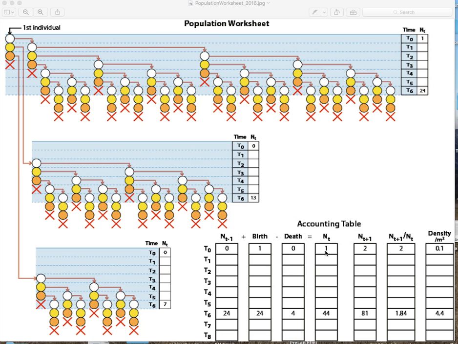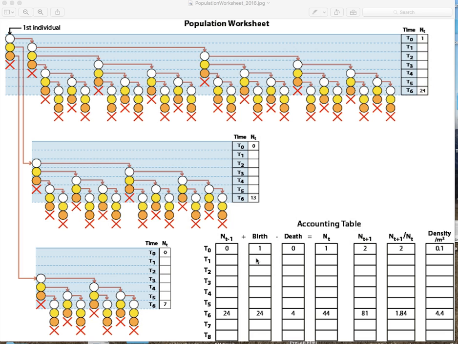Going to T1 here, the N sub T minus 1 refers to the population size at the previous time period, and the previous time period relative to T1 is T0. The population size at T0 is 1, so this number will be moved over here. You'd fill in a 1 right here. That's the population size at the previous time period, and the previous time period relative to T1 is T0.